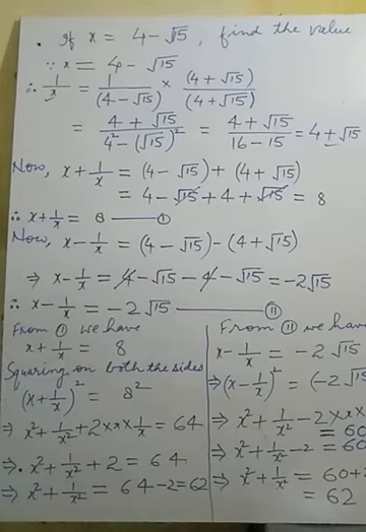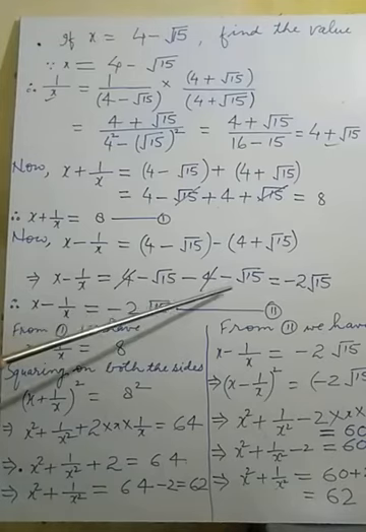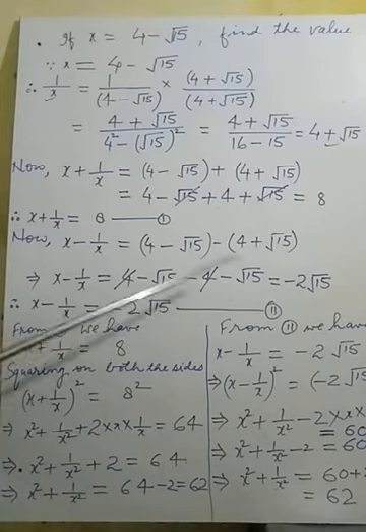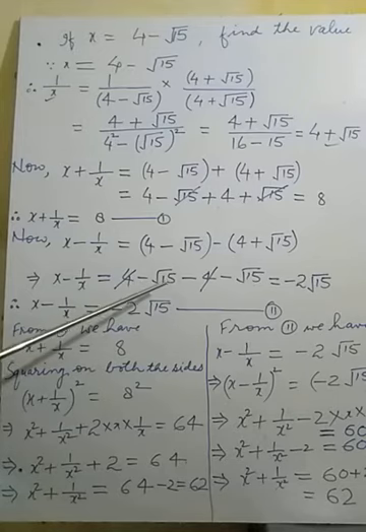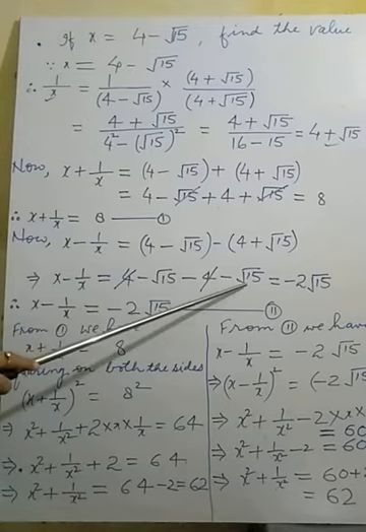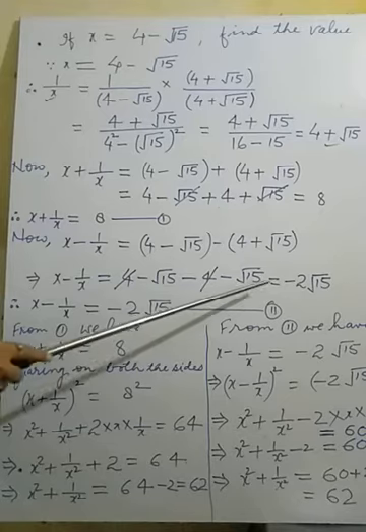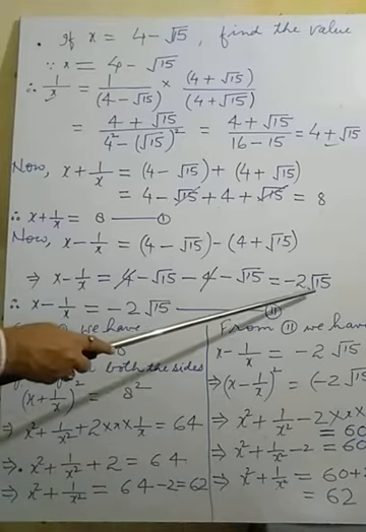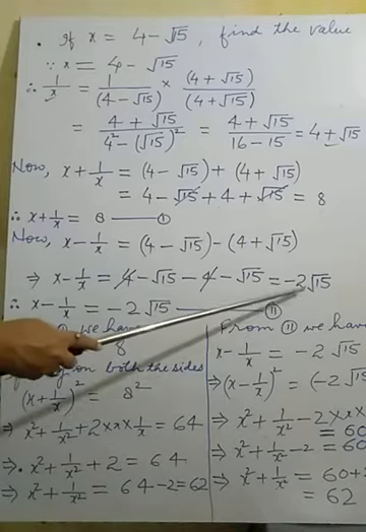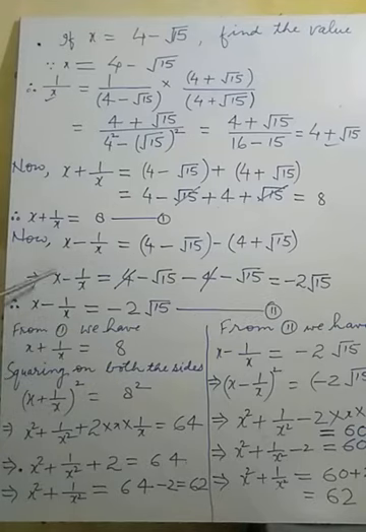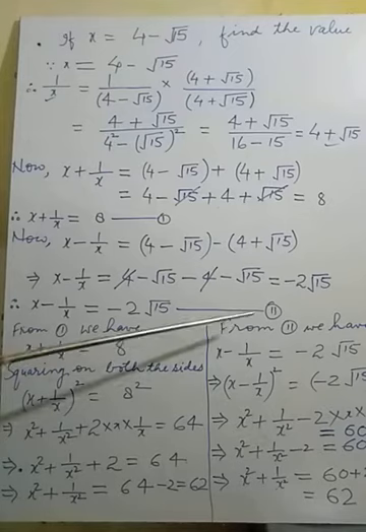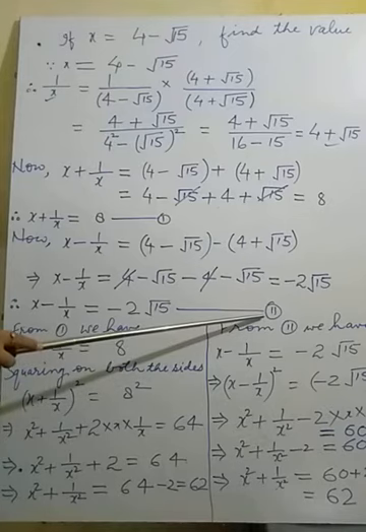Now what is remaining here? This one is minus under root 15 and this one is also minus under root 15. So minus 1 under root 15 and minus 1 under root 15. What will be there? It will be minus 2 under root 15. Is it clear? Now the value of x minus 1 upon x is minus 2 under root 15. Now this will be treated as equation number 2.